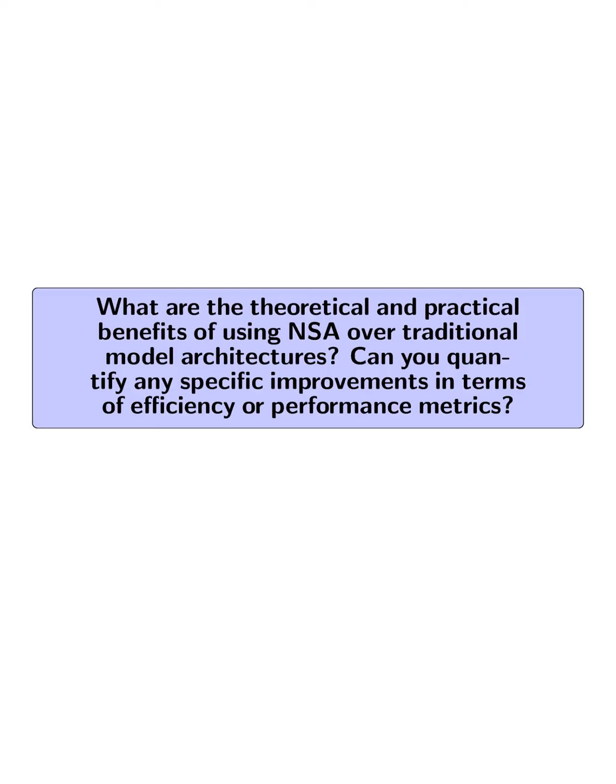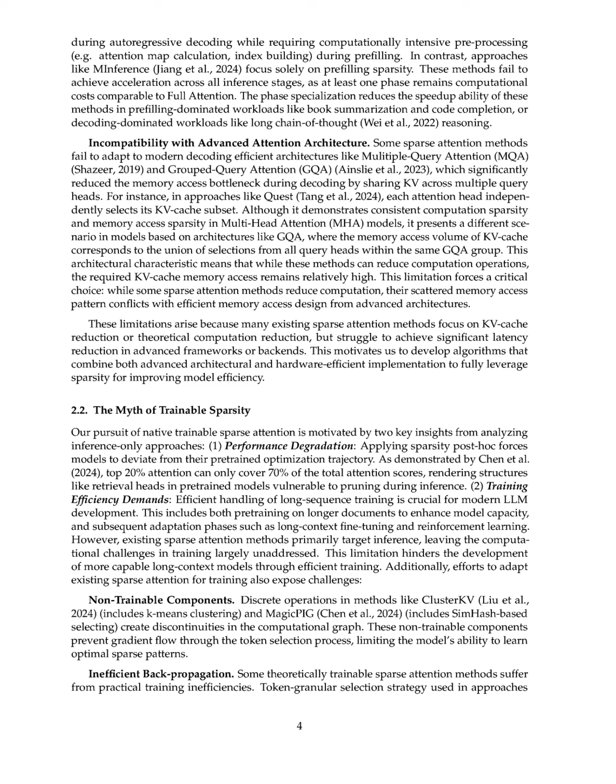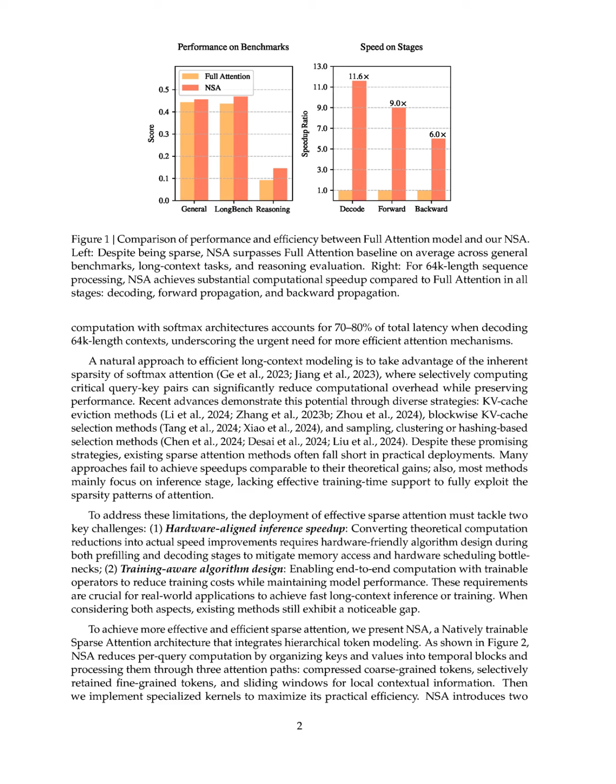What are the theoretical and practical benefits of using NSA over traditional model architectures? Can you quantify any specific improvements in terms of efficiency or performance metrics? The natively trainable sparse attention NSA architecture offers significant theoretical and practical benefits over traditional model architectures, particularly in handling long context scenarios. Theoretically, NSA reduces per-query computation by organizing keys and values into temporal blocks and employing three attention paths, which allows for efficient processing while maintaining model performance.